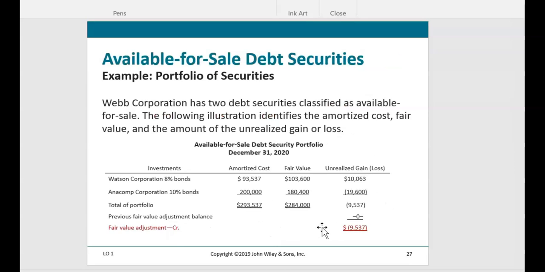Now, what if the company has not just one debt investment, but a portfolio of available for sale debt investments? So here we see this portfolio of not one, but two investments. And we see we're given here the amortized cost and the fair values. So companies are not making fair value adjustments off of every single security. It was just too time consuming. So what they do is they track the amortized cost on all of them, the fair values of all of them, and book one fair value adjustment for the entire portfolio.